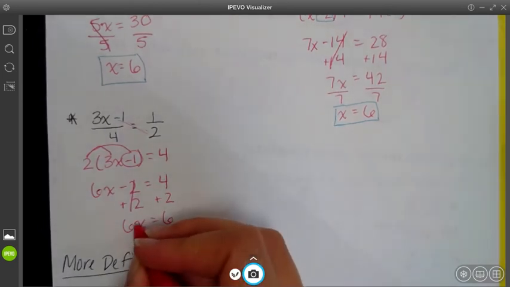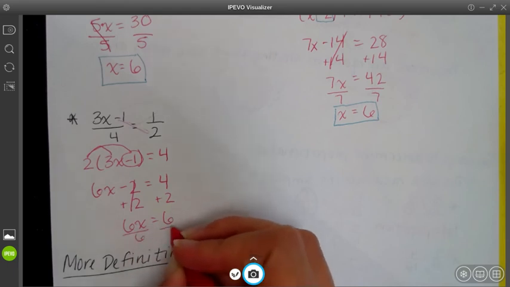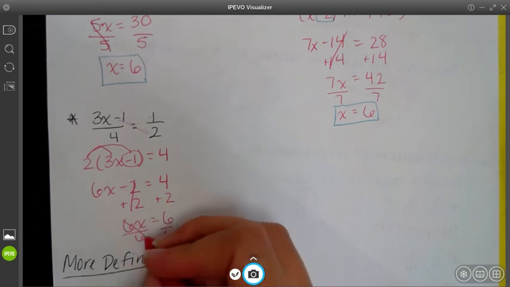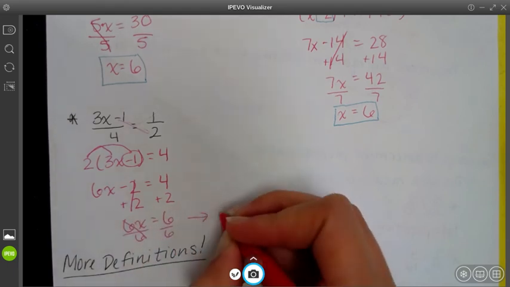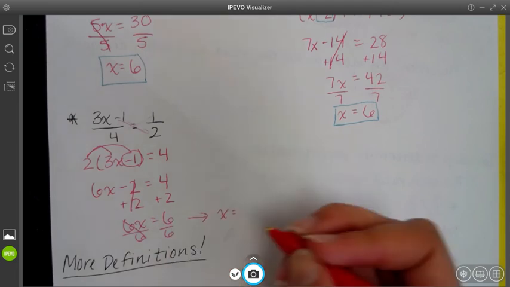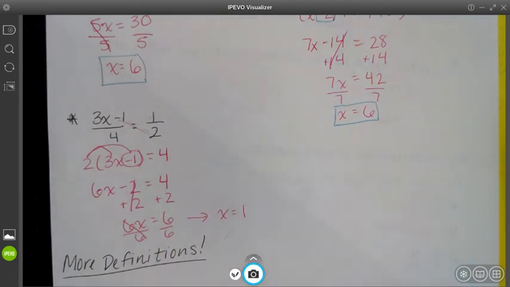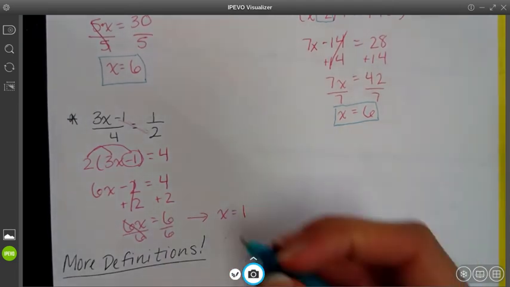Then I need to undo this multiplication of 6. Cancel there. I'll be left with x equals 6 divided by 6 is 1. So x equals 1. And that is the answer.